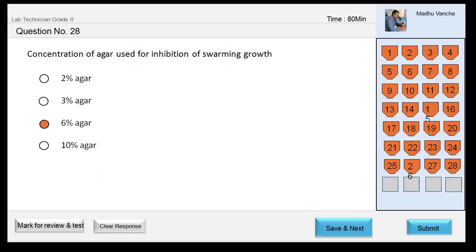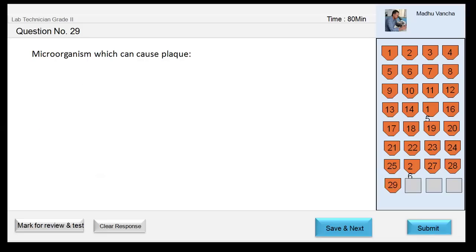Generally, when we grow Proteus, it is a highly motile bacterium. So to control this swarming growth or motility, instead of 2% agar, while we prepare the culture media we increase the agar concentration to 6%, so that the culture media becomes more solid. Automatically, it inhibits the motility of the bacteria, or the swarming growth of Proteus species.